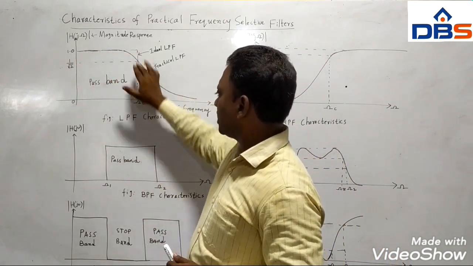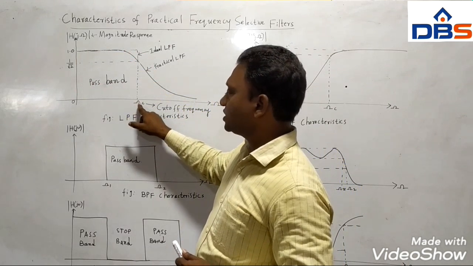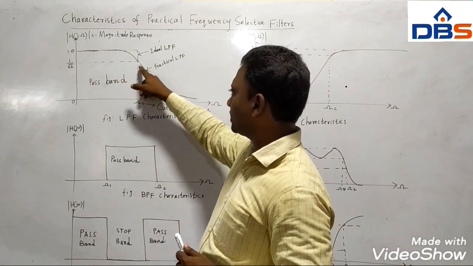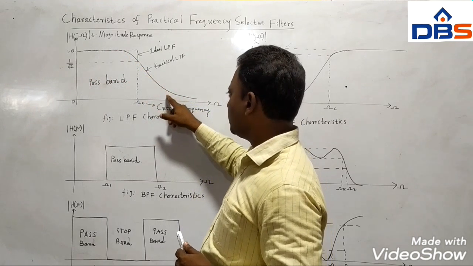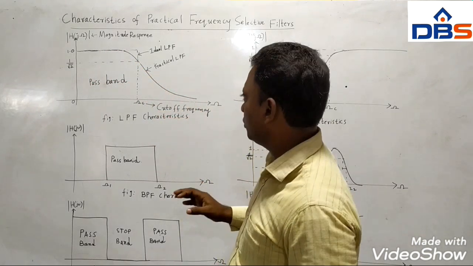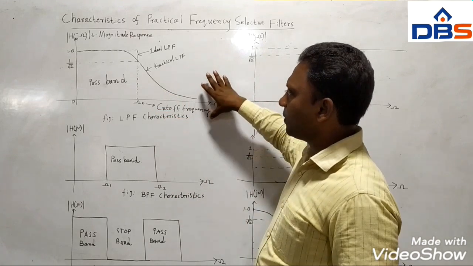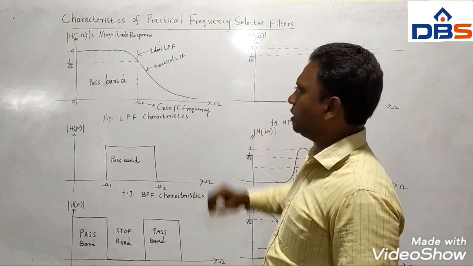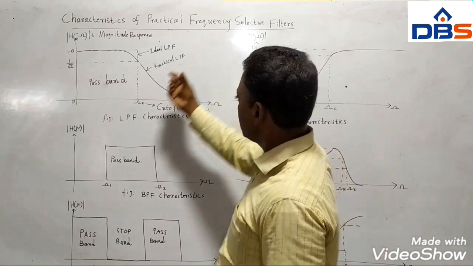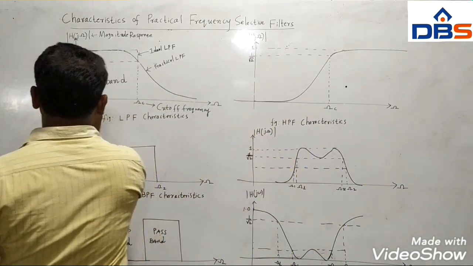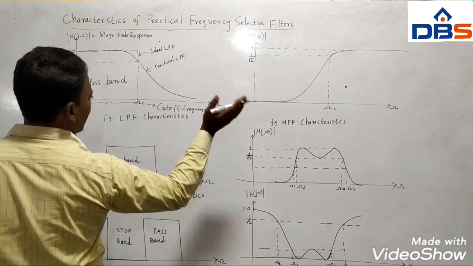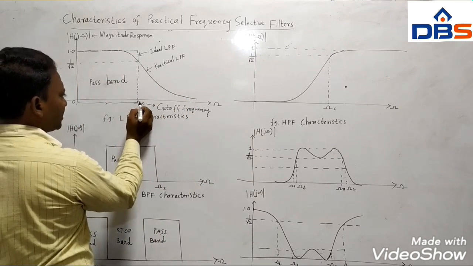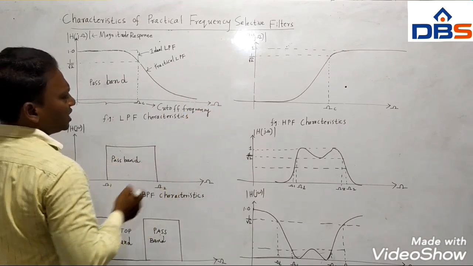Here you see the magnitude is constant up to the cutoff frequency in ideal filters. But in the practical low pass filter characteristics, the magnitude response slowly goes down, and finally reaches 0 at a large value of omega. This is the magnitude response of the practical frequency selective low pass filter. Frequency selective means it selects this particular band and rejects all other frequencies. This is called the pass band, from 0 to omega c. After that it is called the stop band.